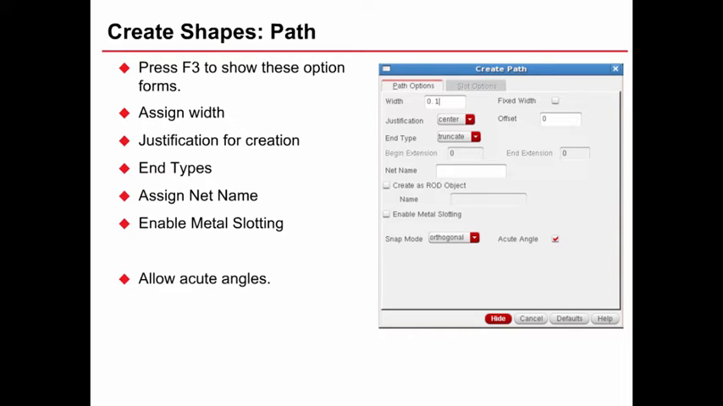So here's path. You've got path options, and justification is center, right, and left. So wherever you drew what would be maybe the coordinates, could be the center line, could be the left edge, the right edge. There's the end type: truncate, round, flat. Do you want a rod object, slotting, and what mode? And if you want to allow acute angles, go ahead and check that.